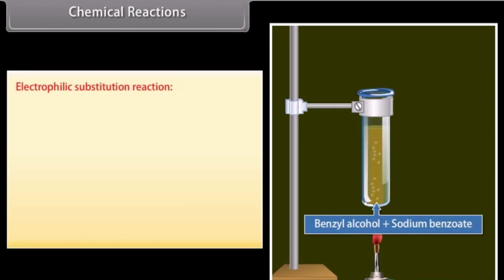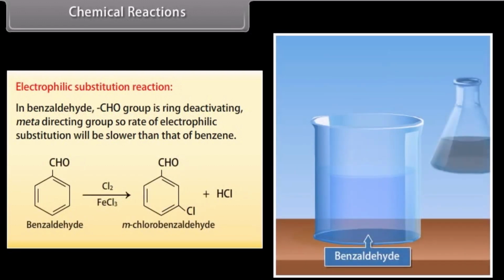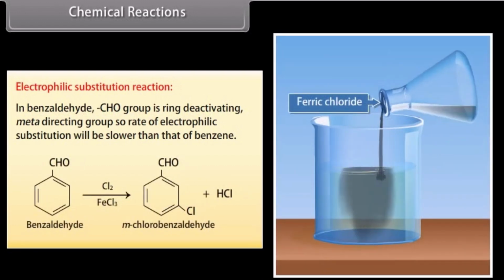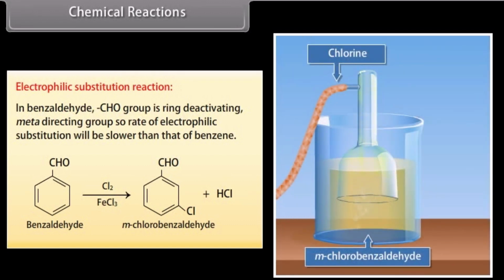Electrophilic substitution reaction. In benzaldehyde, the aldehydic group is a ring deactivating meta-directing group, so the rate of electrophilic substitution will be slower than that of benzene. Benzaldehyde reacts with chlorine and ferric chloride and forms meta-chlorobenzaldehyde and hydrochloric acid.